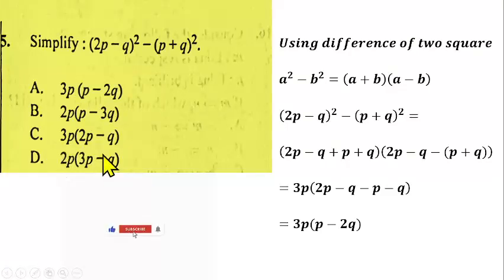If you look at the options provided, you can see that option A is the correct option for question number 5.